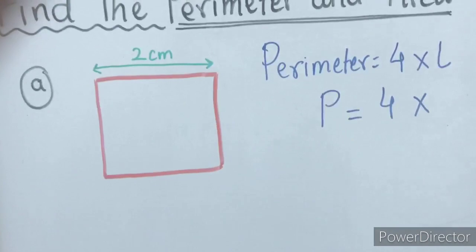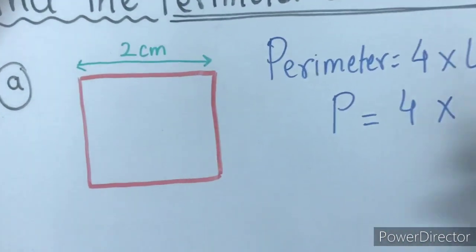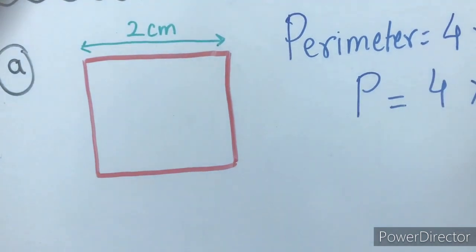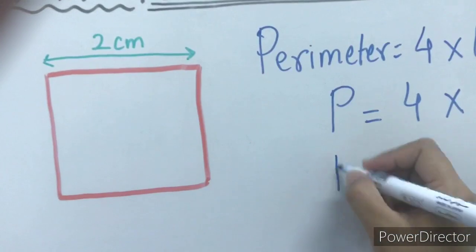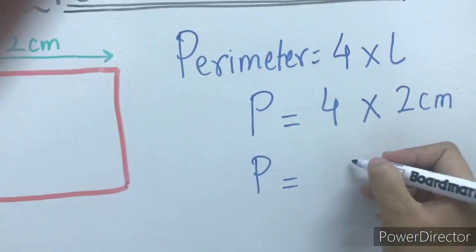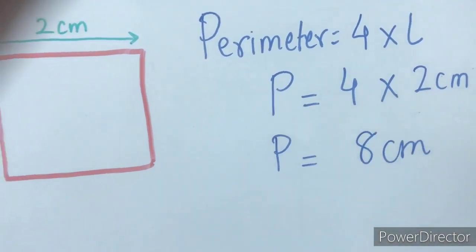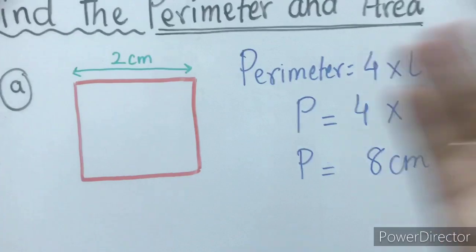Now tell me, what is the length? 2 centimeter. So I will put 2 centimeter here like this. Now perimeter is equal to 4 multiplied by 2, 8. So it will be 8 centimeter. This is how we will find the perimeter of a square.